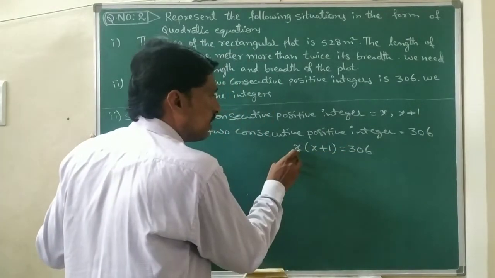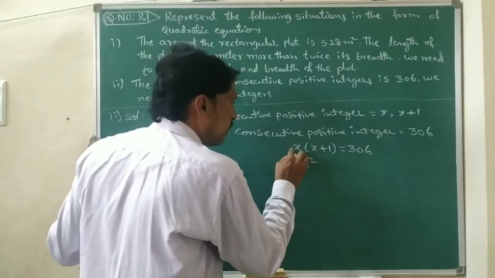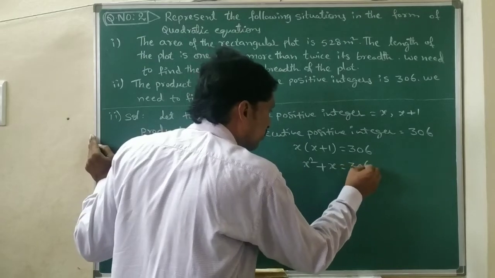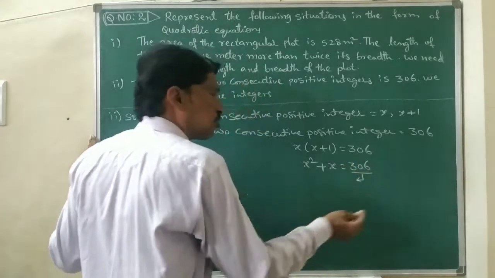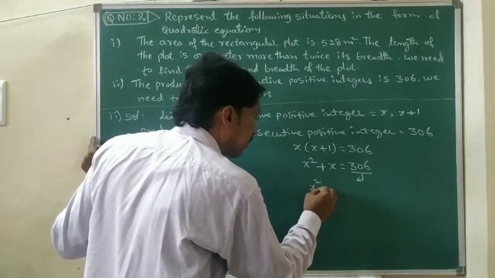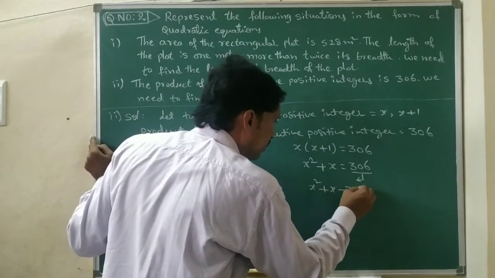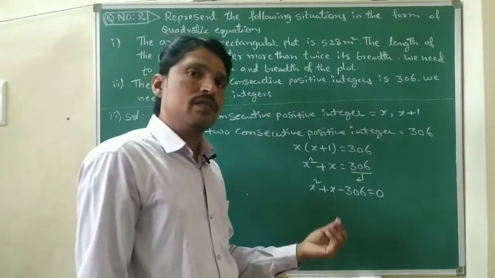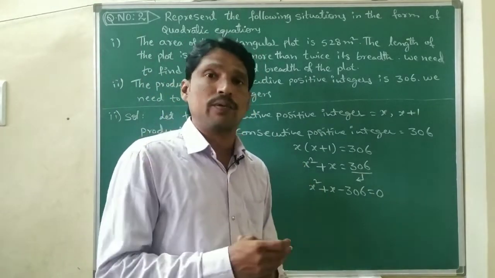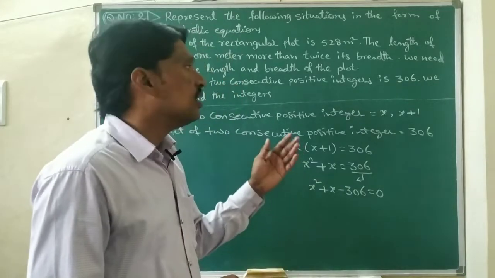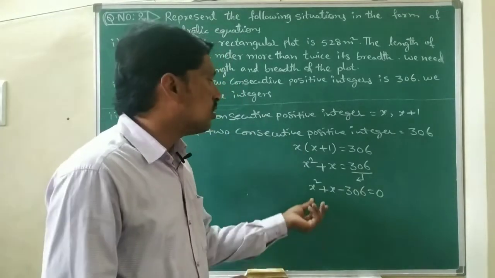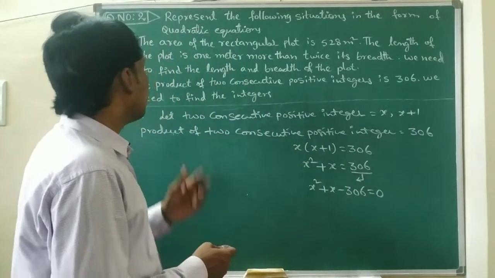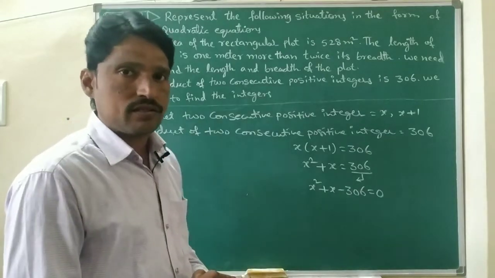Now we have to multiply x into x, x square, plus x into 1, x, equal 306. This 306 you can transpose to the left: x square plus x minus 306 equal to 0. So this equation is of the form ax square plus bx plus c equal to 0, that is the general form of the quadratic equation. So we got the quadratic equation. This is about the second part in the first and second questions.